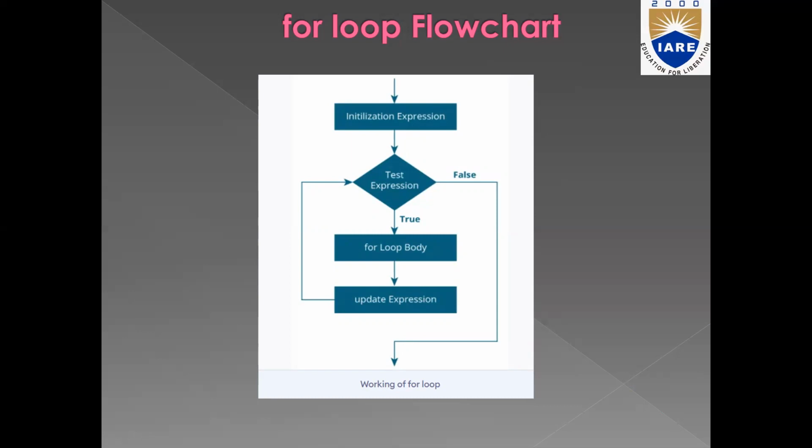The for loop will repeat as many times as the condition is satisfied. If the condition fails once, the for loop will be terminated. This is the working process of the for loop. This is the flowchart of the for loop.